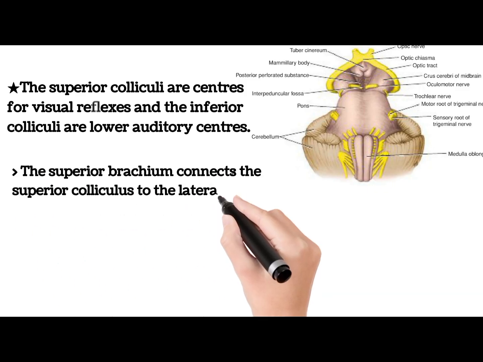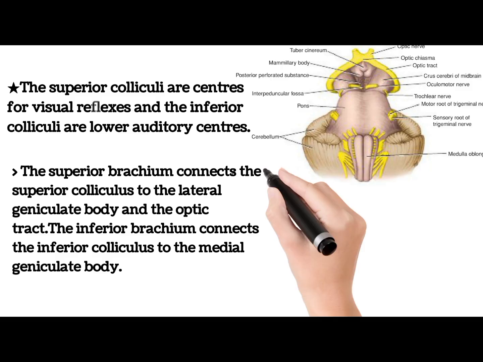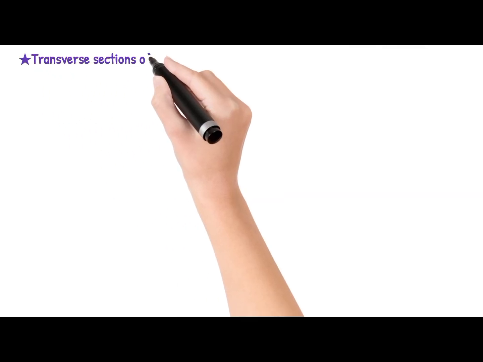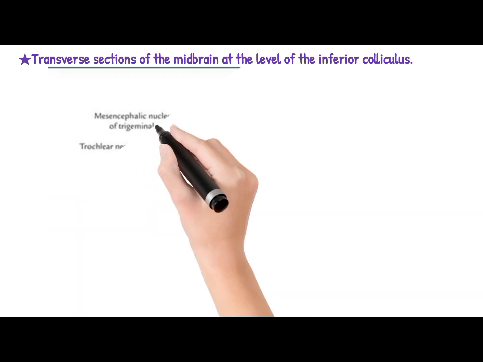The superior brachium connects the superior colliculus to the lateral geniculate body and the optic tract. The inferior brachium connects the inferior colliculus to the medial geniculate body. Transverse section of the midbrain at the level of the inferior colliculus.